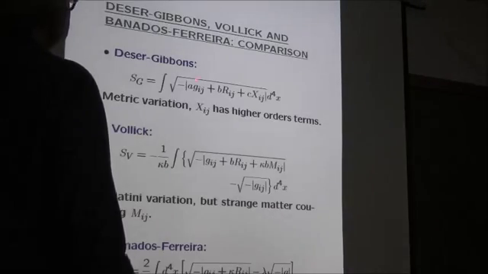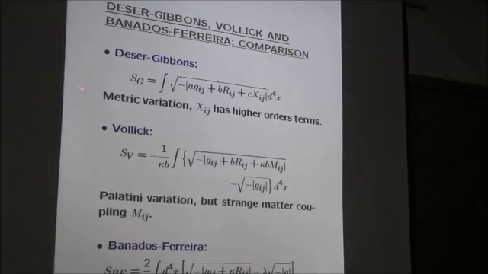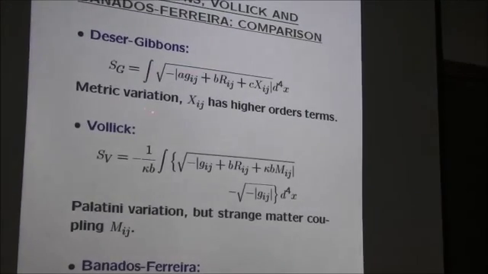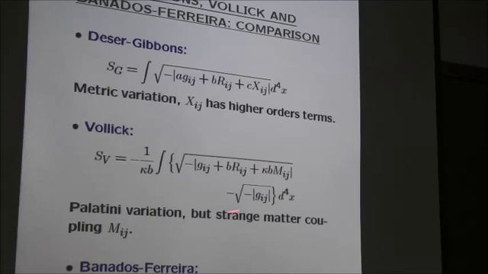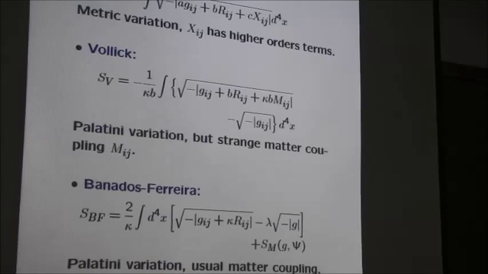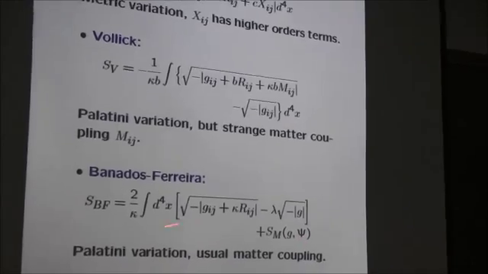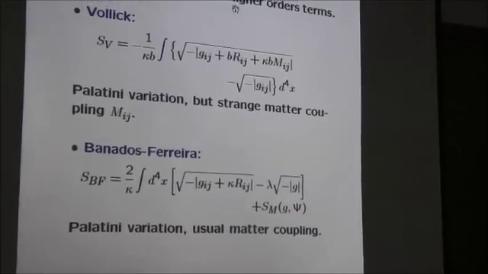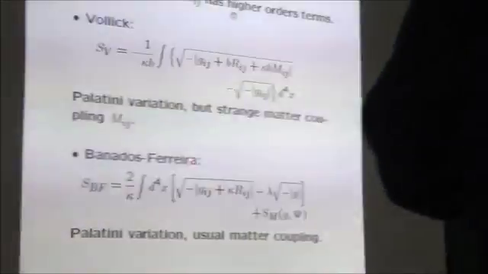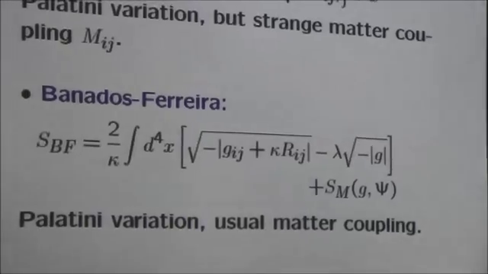Let me summarize once again. Deser-Gibbons did this, metric variation. Vollick did this, Palatini variation. Bañados-Ferreira wrote down this over here, simple matter coupling, and did the Palatini variation. So we will work with this theory and show some examples of what happens.